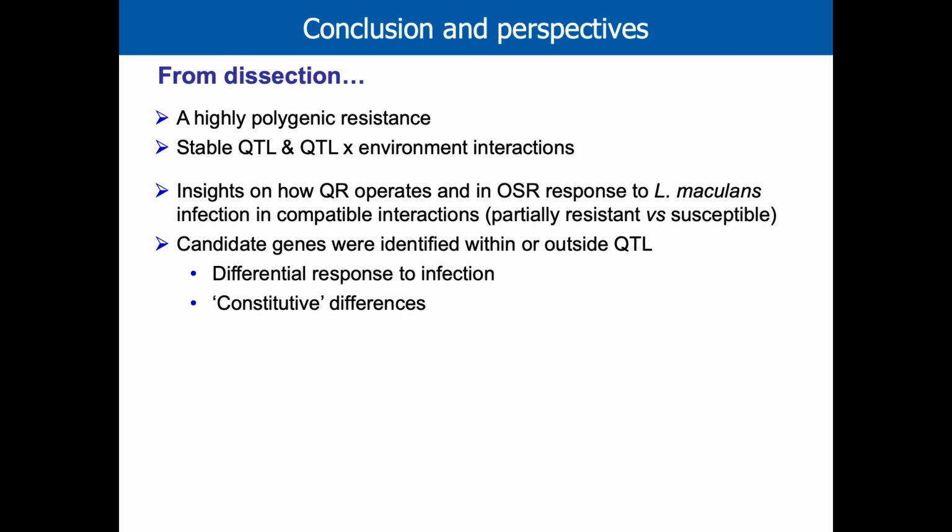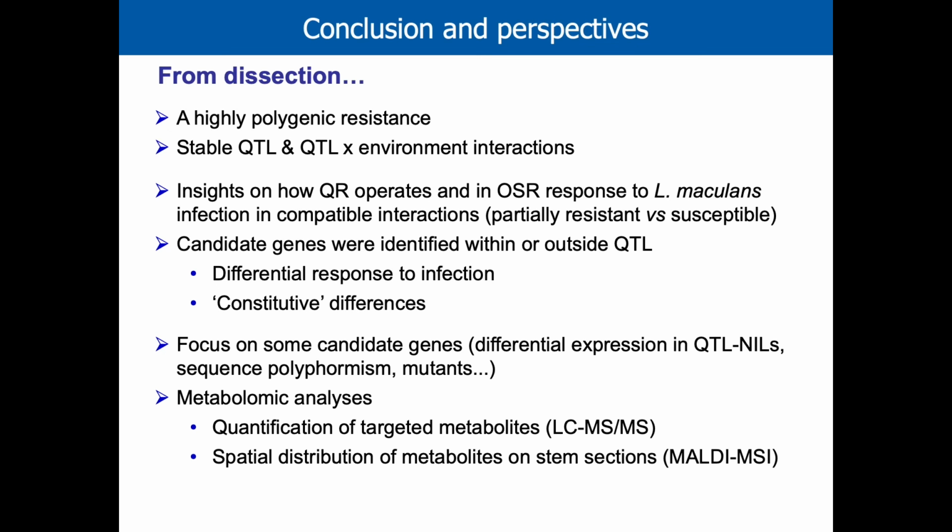Many potential candidate genes were identified within or outside QTL regions, which either show differential response to infection or show differences without Leptosphaeria maculans infections. There need to be further studies to identify the most relevant genes using different methodologies, such as studying the differential expression in near isogenic lines, studying their sequence polymorphism, or obtaining mutants.